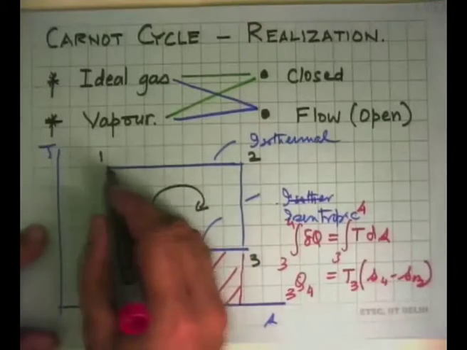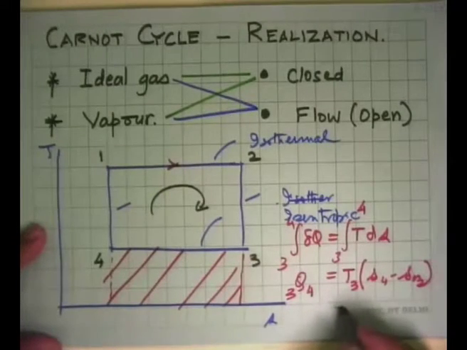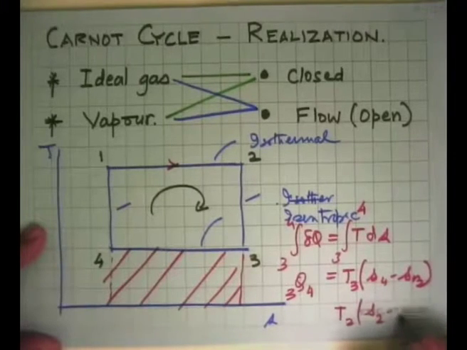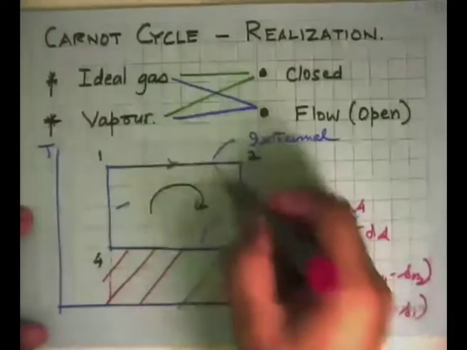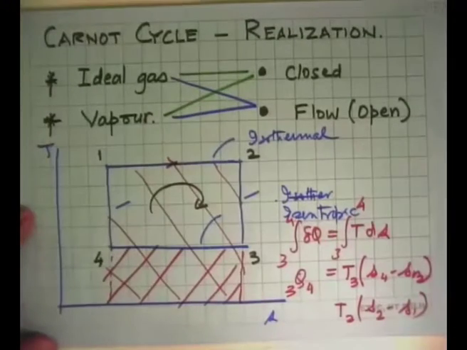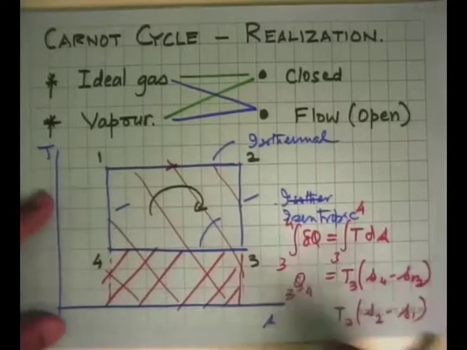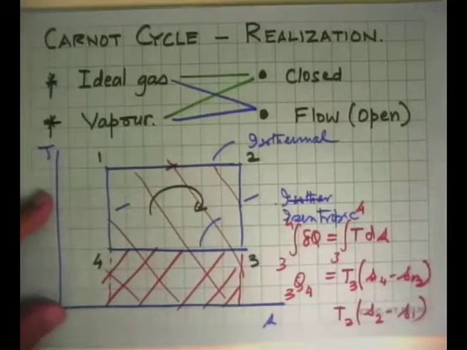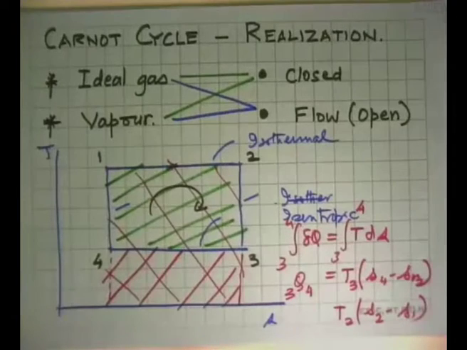Then, if you do the same thing for the 1 to 2 process, we get a similar result, which will be T2 (S2 minus S1). And so this entire area is the heat input to the cycle. What is left to us is the difference of these two, which is the cyclic integral of heat. This has to be equal to the cyclic integral of work. This is the work output of the cycle, which would be the area inside this rectangle. So graphically, this is how we are able to conceive it.